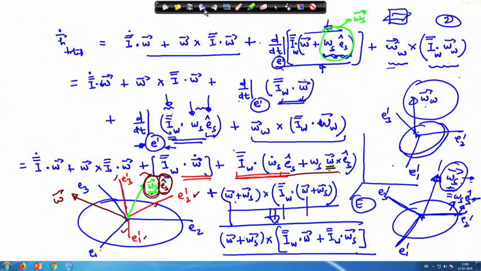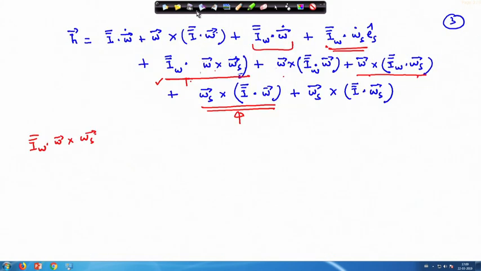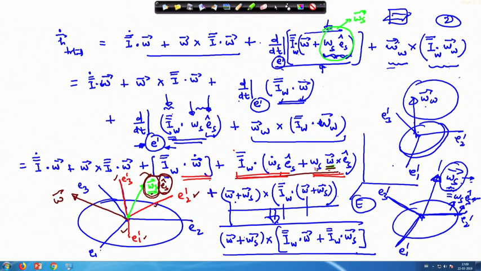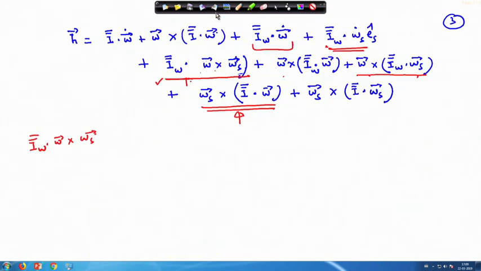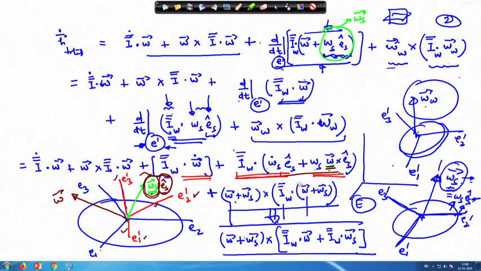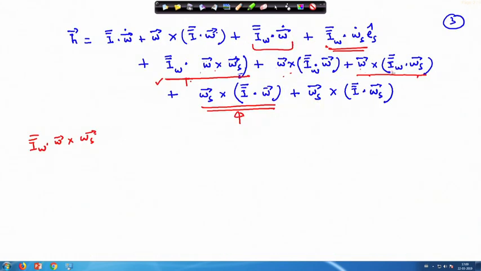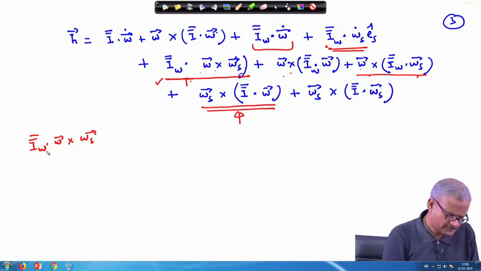And then we have the next term. So, the next term is I w dot omega s, I w dot omega, omega times omega s and then omega cross, omega cross I w times omega s, I w times omega s. Okay.